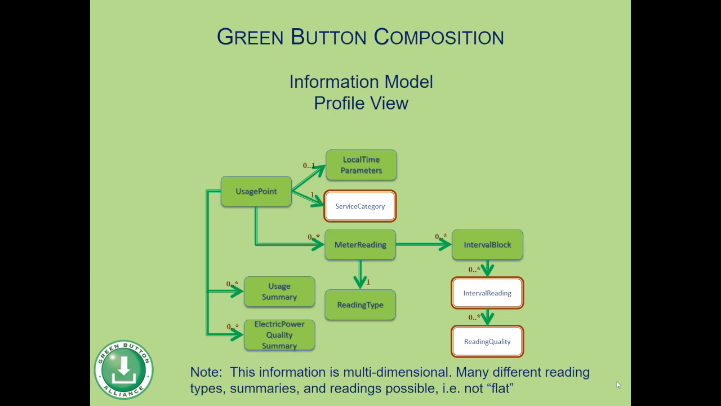The actual data is contained in this interval block with interval readings, and reading quality controls whether it's estimated or not. So in order to get to this 4-minute update or immediate update, the initial read is going to be an estimate. Once it's vetted, they can give you that data again, and it's billable.